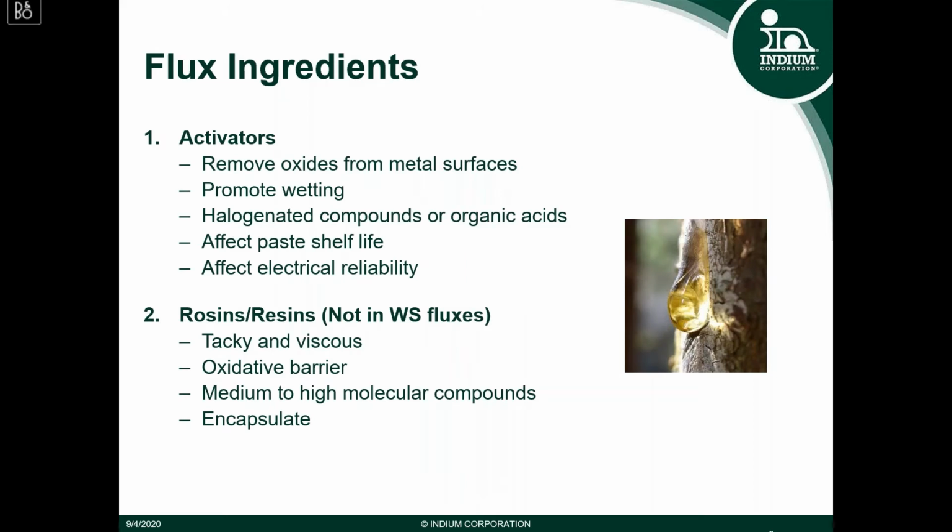The first set of chemicals are the activators, and historically only one activator chemical was used. Today, there are typically multiple activators combined together to create an activator package. The function of these activators is to remove the oxides from the metal surface. They're the chemicals that are doing the work to ensure solderability. So they remove the oxides to promote wetting. And they're typically halogenated compounds or organic acids that dissolve the surface oxides. The activators affect the paste shelf life and also the electrical reliability.